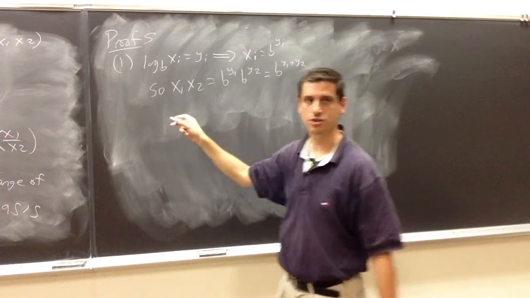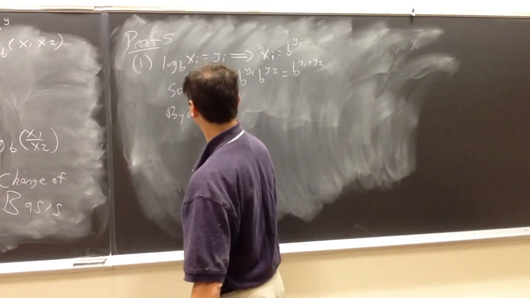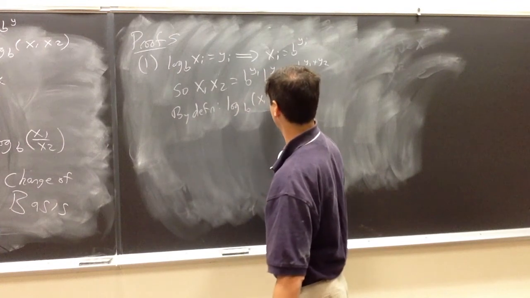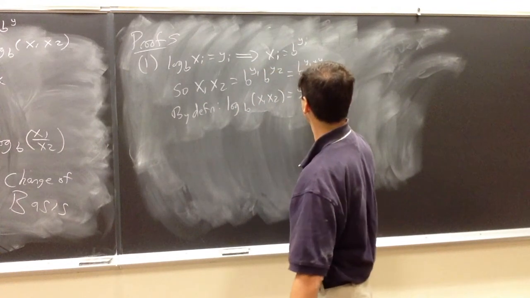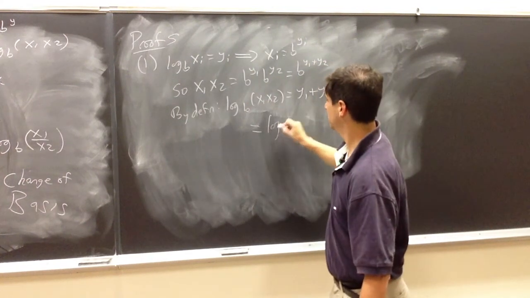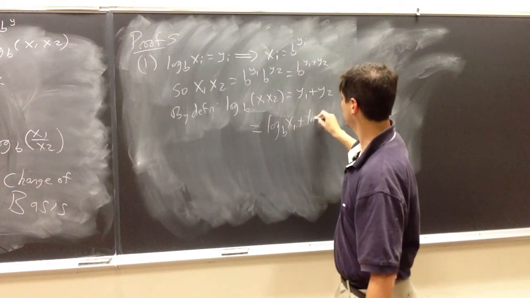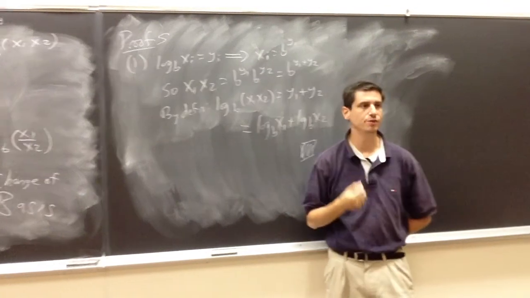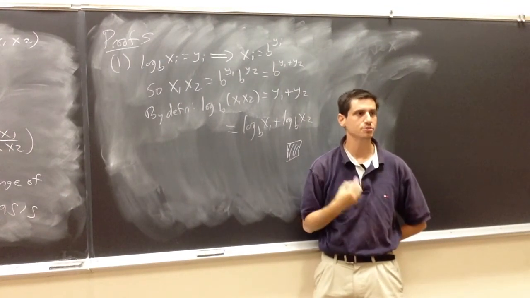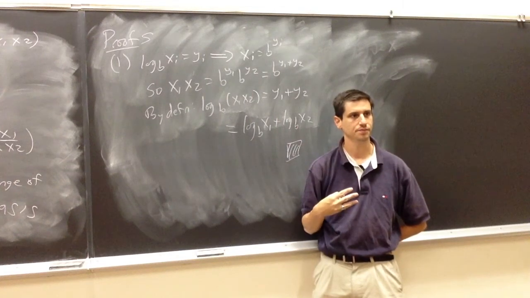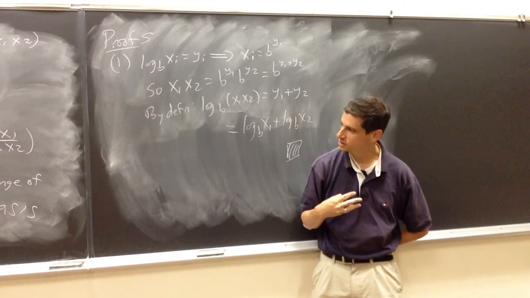But now by definition, I get the log base b of x1 x2 is y1 plus y2. But that's just the log base b of x1 plus the log base b of x2. So that's the proof of one of the log laws. The other log laws are proved similarly. It's going back to the definition, interpreting what you're doing. The change of base is a little bit more fun as to why this is true.